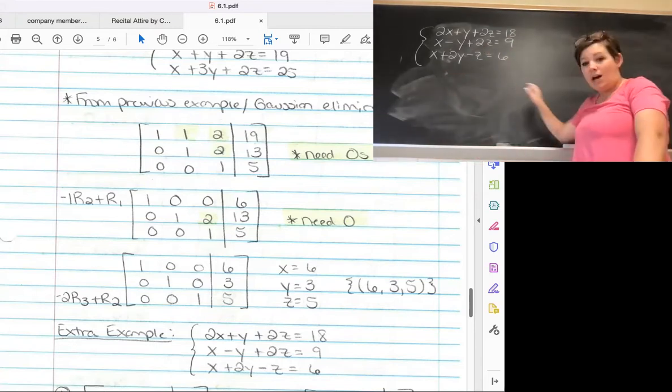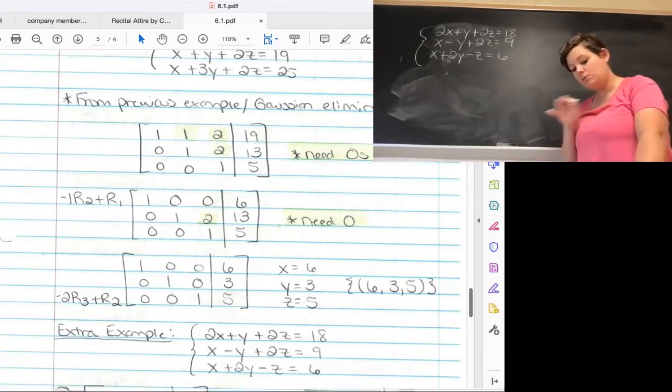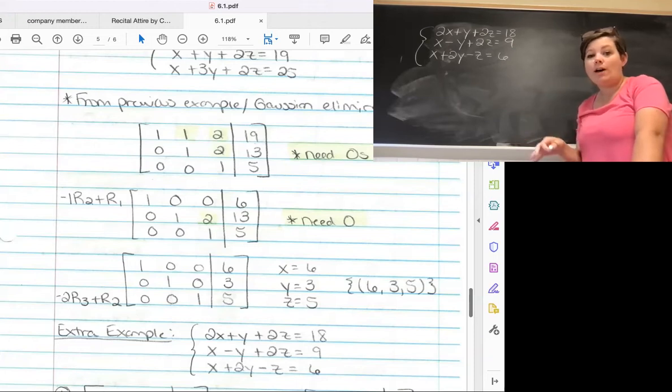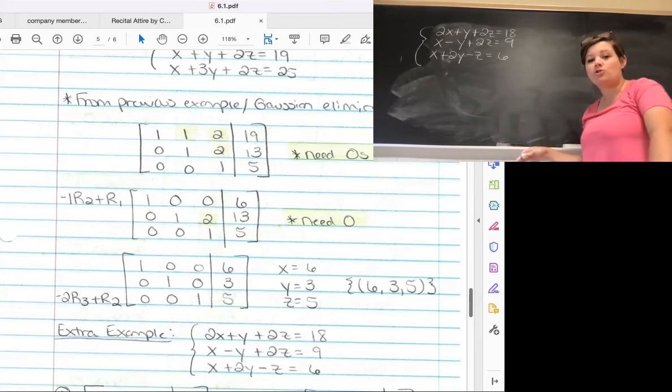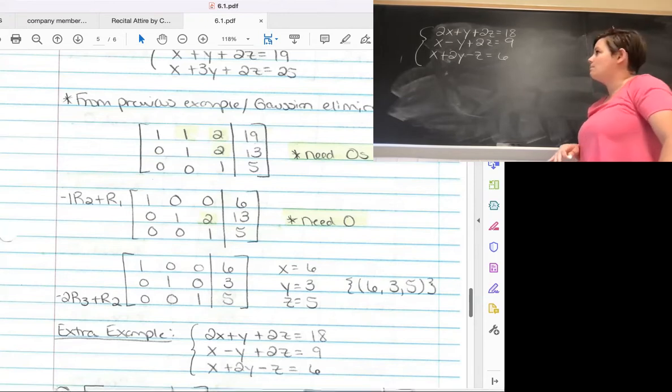So I'm going to do Gauss-Jordan. That means I want to get to simplified row echelon form. It's where I have a diagonal of ones with zeros everywhere else. But I have to get to row echelon form first. So here's my system. It's the same one that's on your page that I'm screen sharing with you, right there at the bottom where it says extra example.